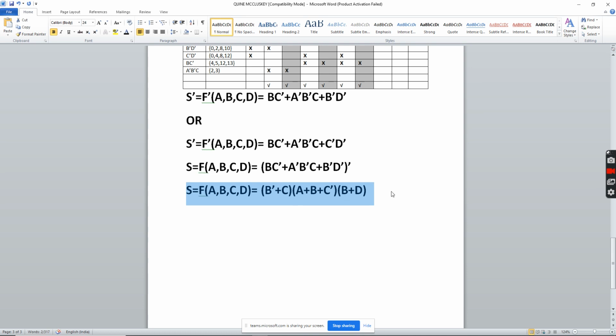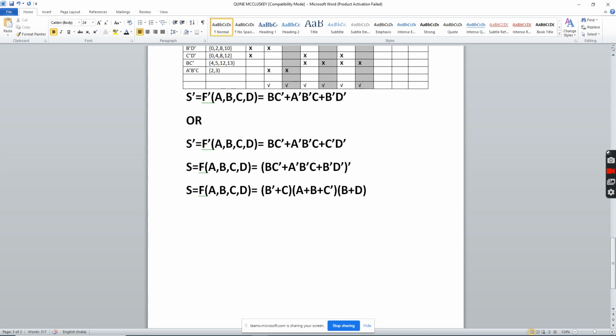So this is a max term expression. You can verify that this equation is in POS form, product of sum terms. So the terms are sum terms, and they are related by product. So this is how the equation goes.